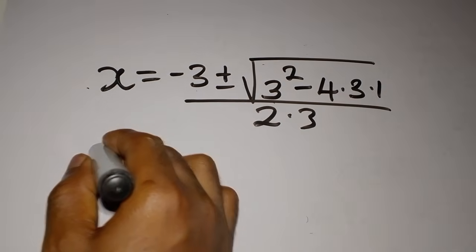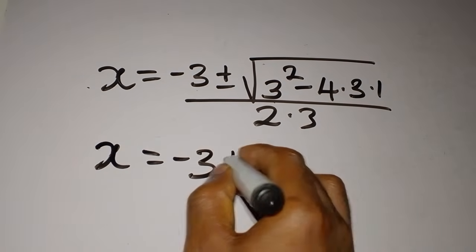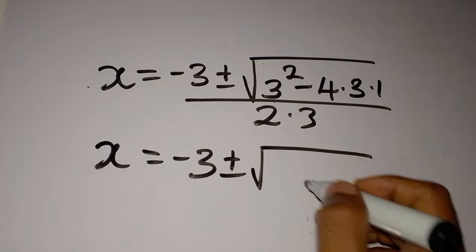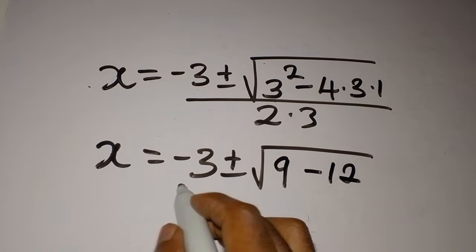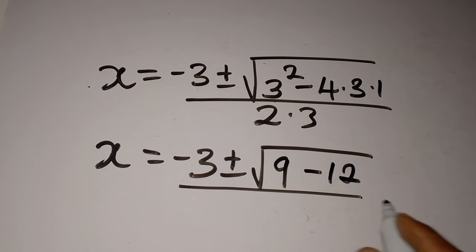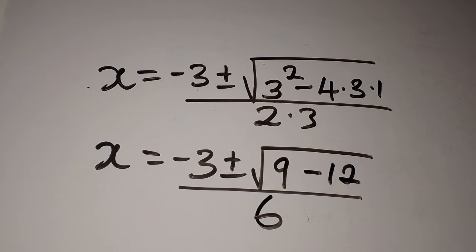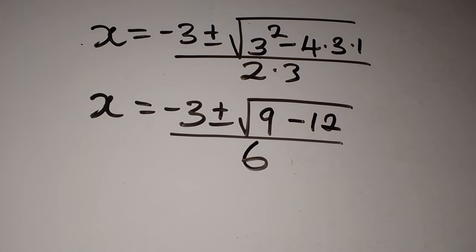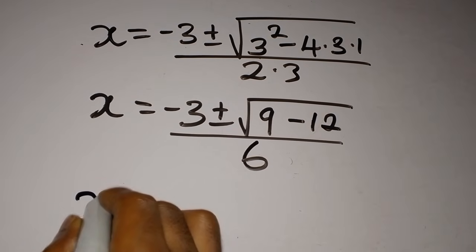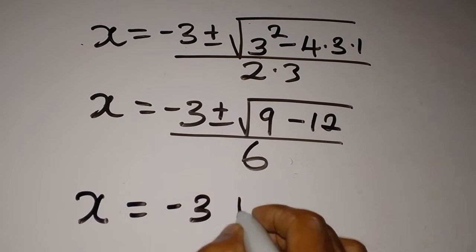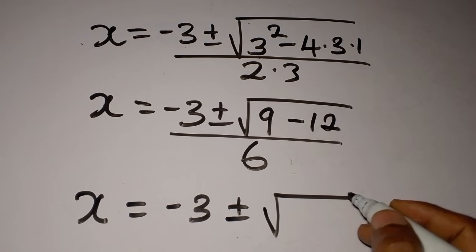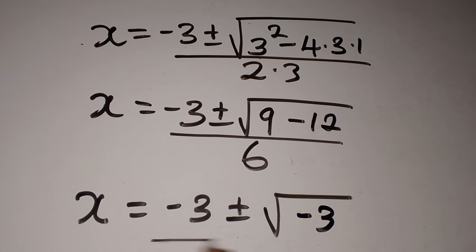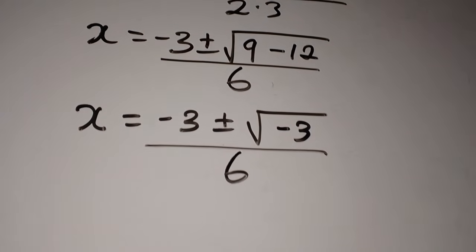Okay, so x will now be minus 3 plus or minus the square root of 3 squared, which is 9, then minus 4 times 3, which is 12. This is all over 2 times 3, which is 6. And then if we take a step, we're going to see x equal to minus 3 plus or minus the square root of 9 minus 12, which is minus 3, and we divide by 6.